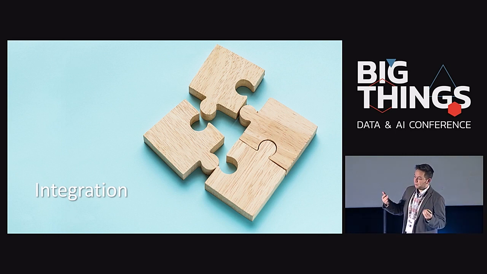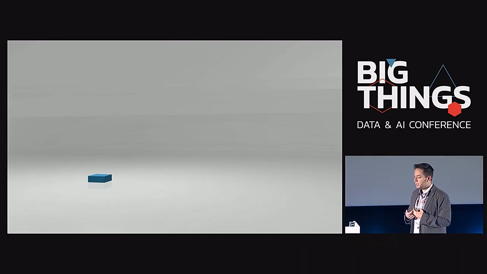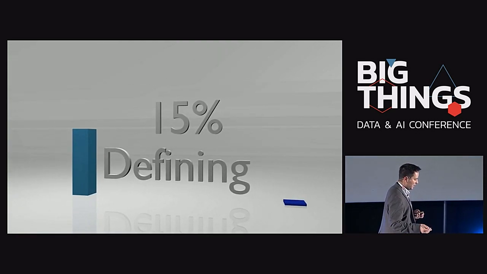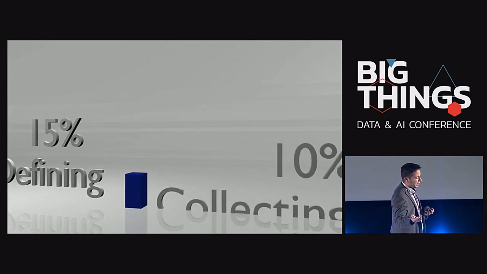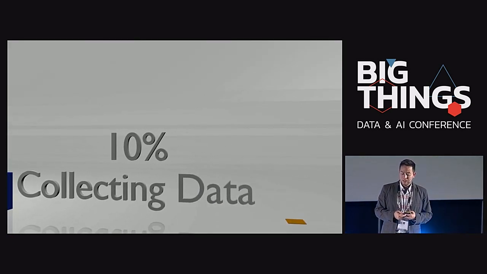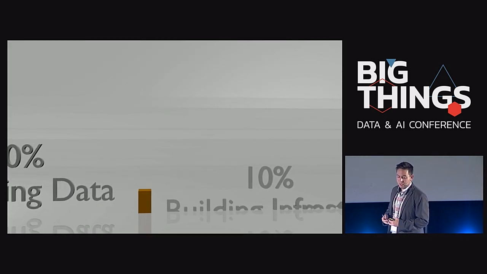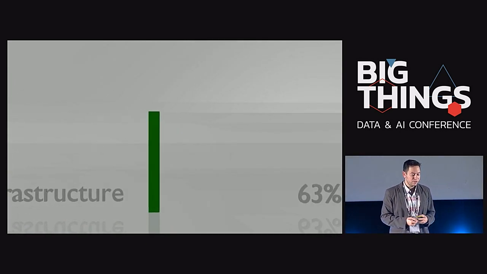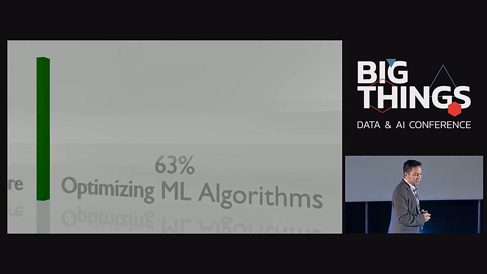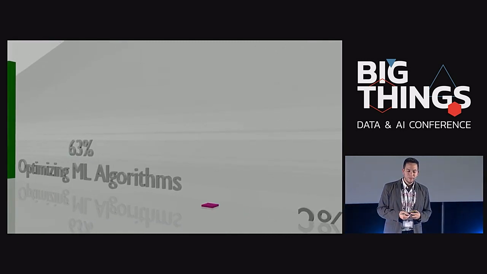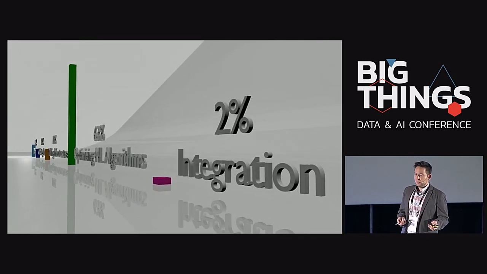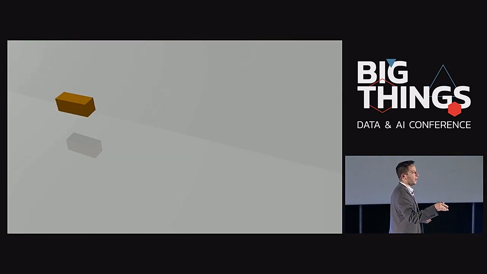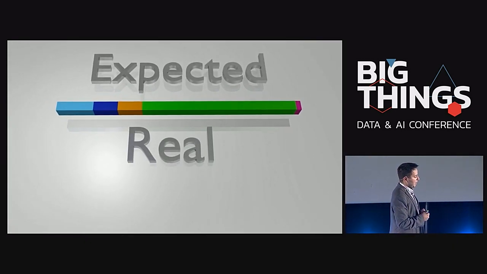So how do people see our effort from outside? And that's a surprise, and I recognize it happened to me at the beginning. It's like 15% KPIs, 10% collecting the data, 10% building infrastructure. You will spend a lot of time just optimizing your machine learning algorithms, and probably you will just create a TXT file or whatever, and we will integrate it later on. And that's a mistake.